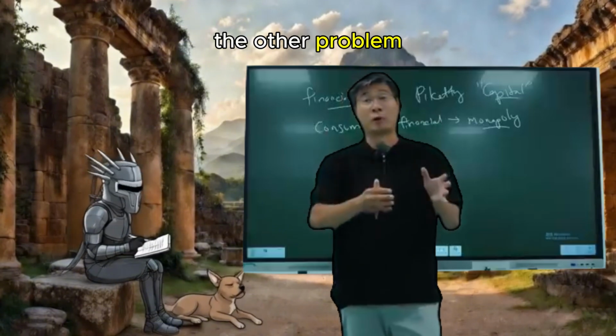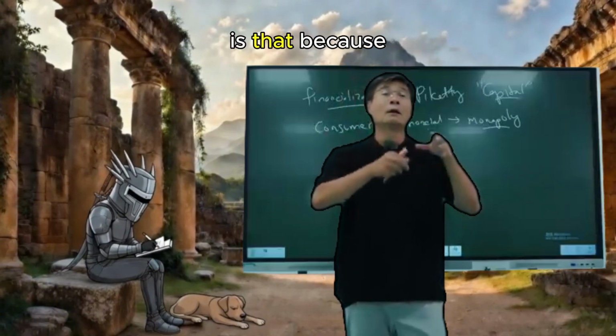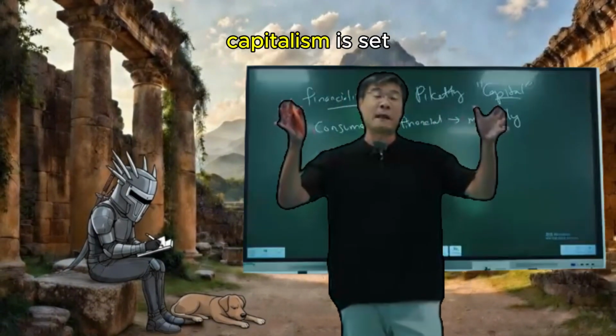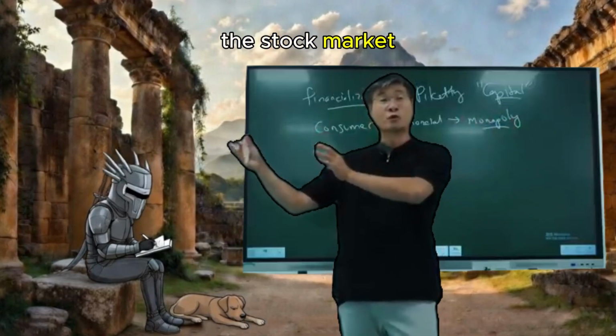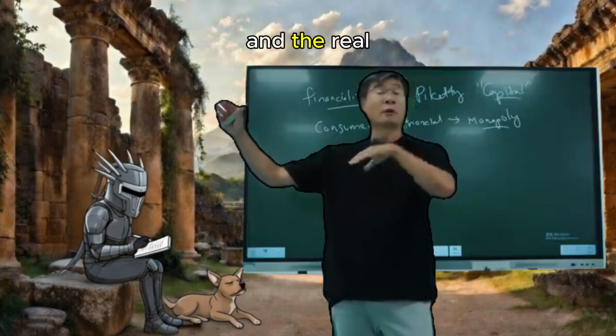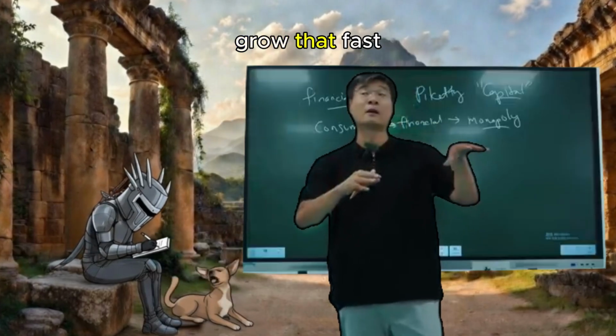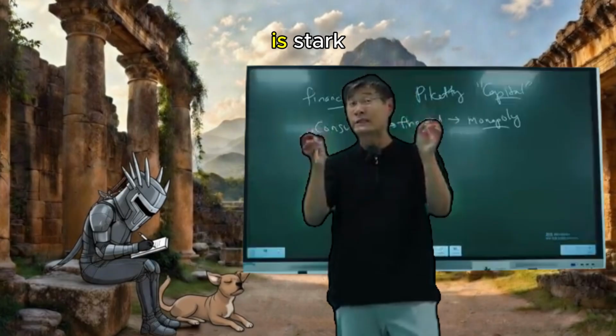The other problem is that because of the way capitalism is set up, if everyone's putting the money in the stock market, it grows too fast. And the real economy does not grow that fast. Okay? And the difference is stark.